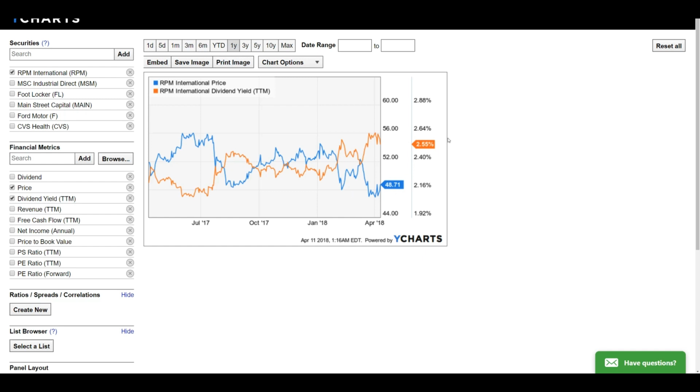So this stock right here is trading at a 2.55, which is near highs for the past year. You can see over the last year, this dividend yield for the stock has never been this high. If you had bought this stock back in July of 17, you would be buying at a below 2% yield. But right now you're getting an extra 0.5% for buying at this time.